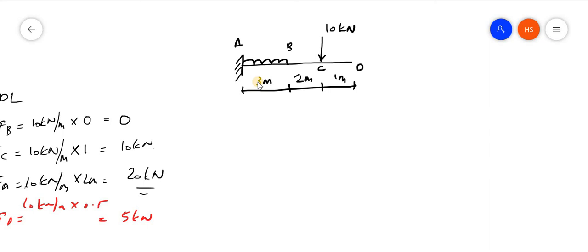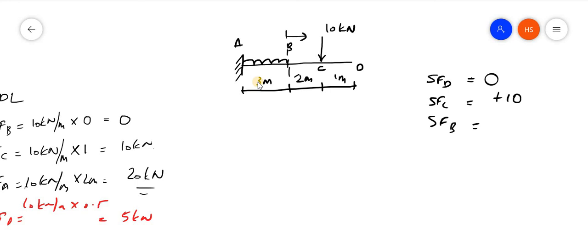So first of all, I am finding shear force at D. I am starting from this end. Since there is no load in this region, shear force will be 0. Shear force at C: what is the shear force at C? It is positive 10. Then shear force at B. I am considering this section. What will be the force?